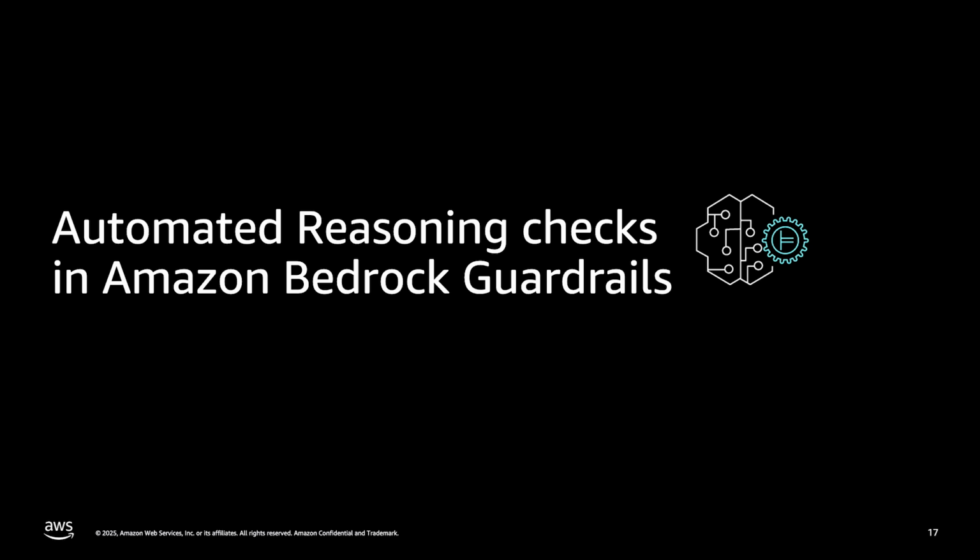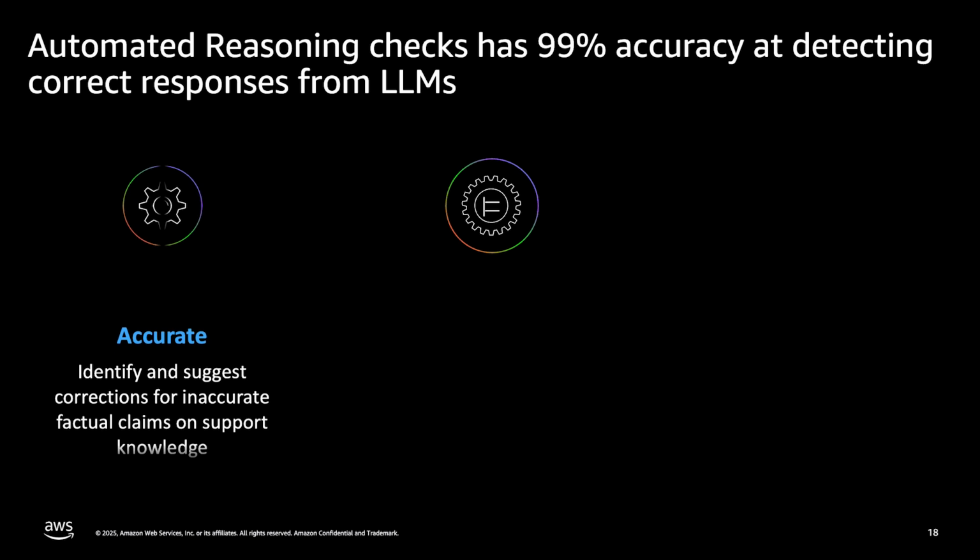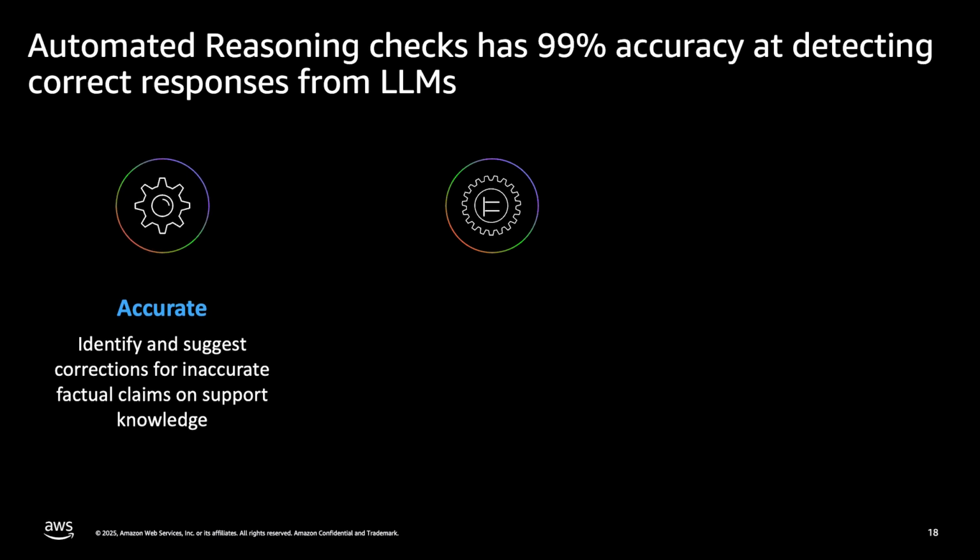Next is automated reasoning checks in Amazon Bedrock Guardrails. For us, automated reasoning checks have 99% accuracy at detecting correct responses from LLMs. And we have three tenets, right? The first one is we want to be accurate. We want to be able to clearly identify factual claims that are incorrect.